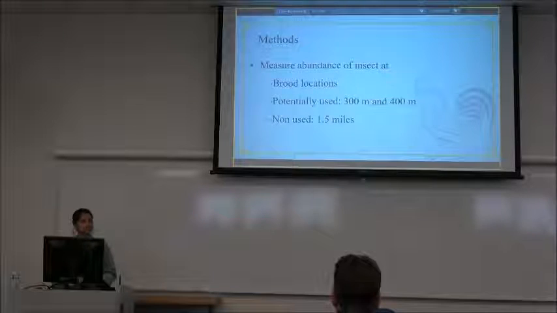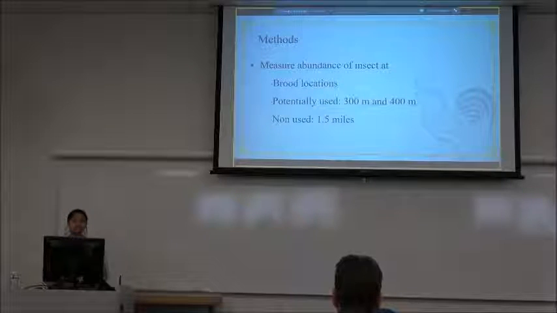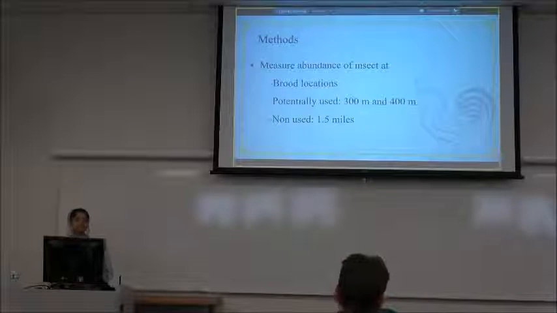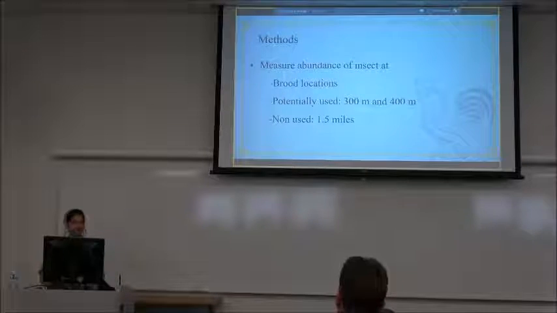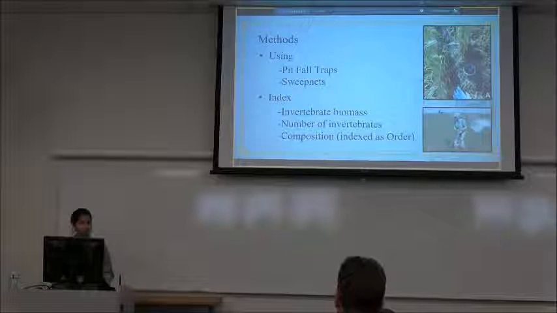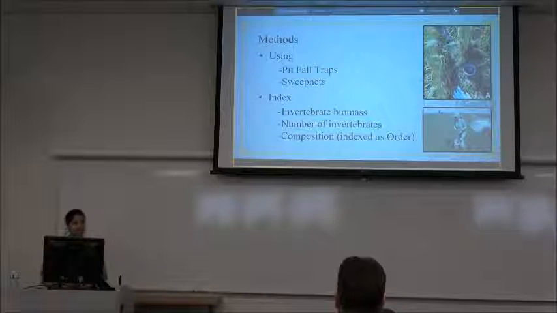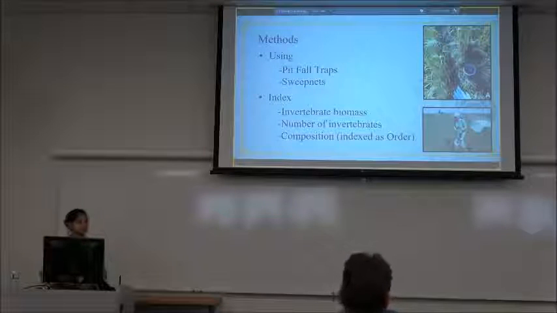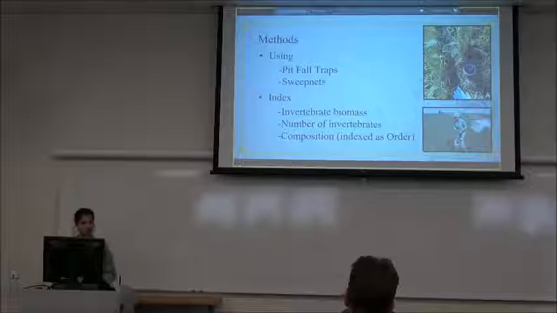Now for chicks, insects are found to be their primary diet, at least until they are 8 weeks old. And that plays a big role in their survival and their future growth. So I'll be measuring the abundance of insects at brood locations, potentially used sites and non-used sites. This I'll be doing through both pitfall traps and sweep nets. And the collected samples will help me decide their invertebrate biomass, number of invertebrates, and their composition in total.